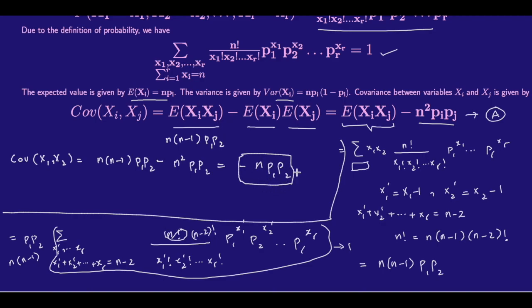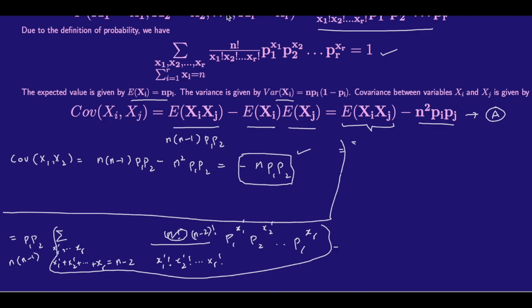So in practical terms, what does it mean? It means that if the number of outcomes of one type increases, it tends to decrease some other outcome. Why? Because the sum of all the outcomes should be equal to n. So if we increase one number, we have to decrease some other number to keep our sum constant. Okay, so this is the covariance of our multinomial distribution.